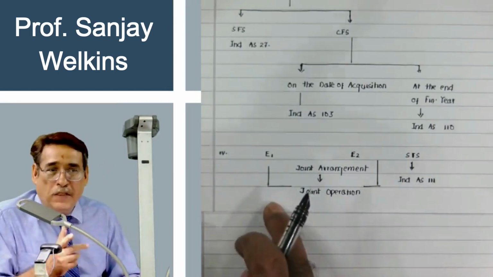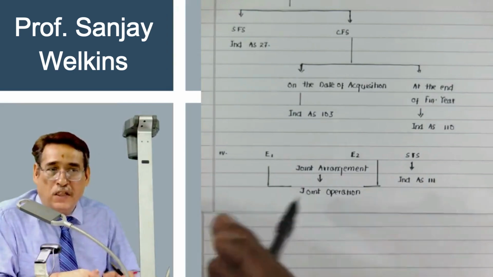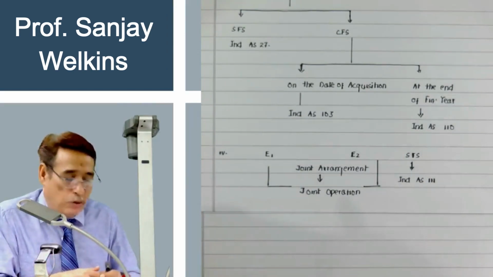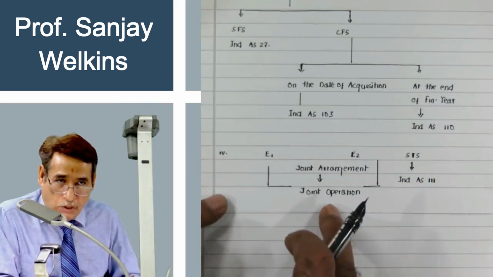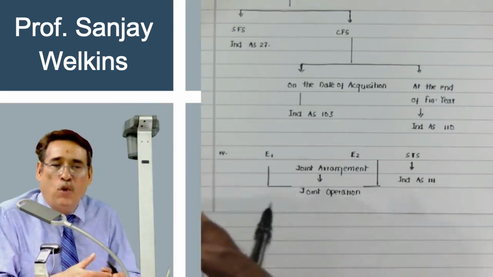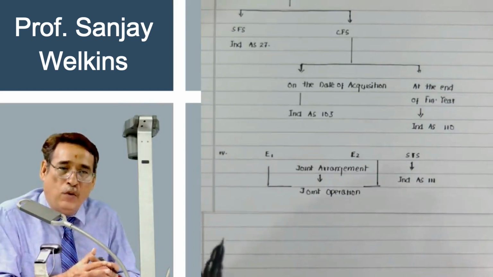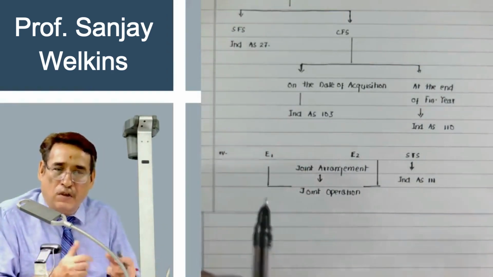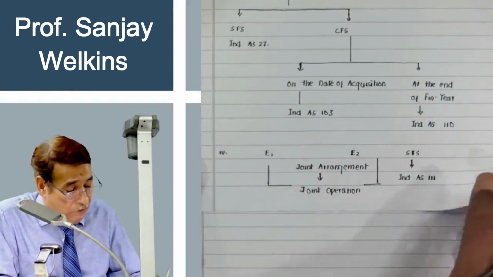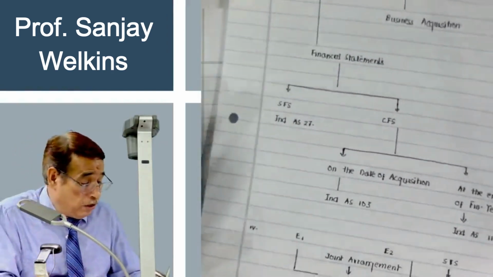Joint arrangement is basically of two types. When we study this particular standard, we will talk a lot about that. One is joint operation. You understand what exactly a joint operation is. In this case, two or more entities will combine and start what we call a joint operation, and they will share the results of that operation. That's all.